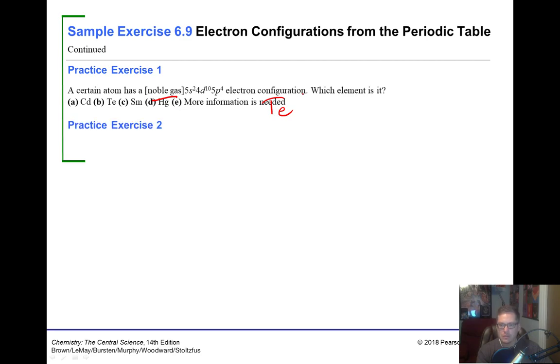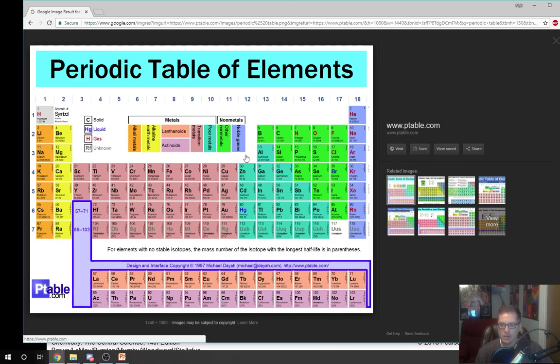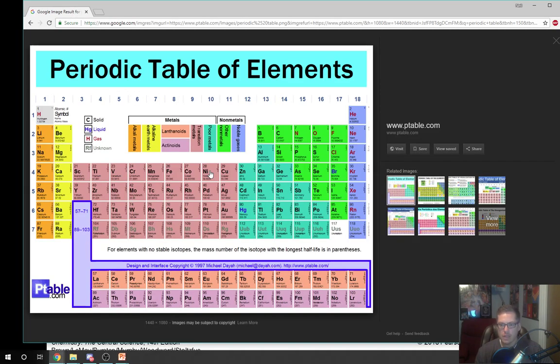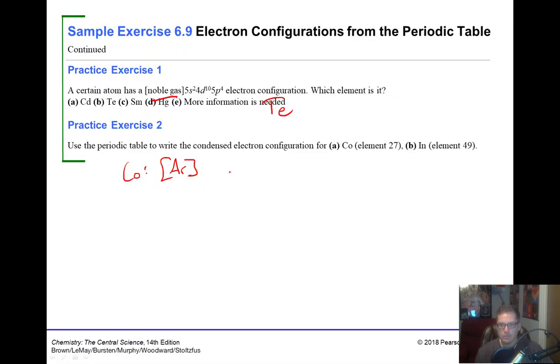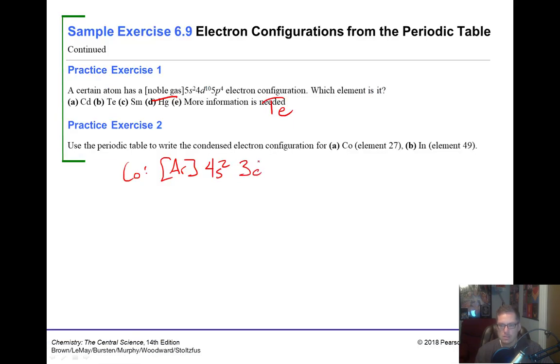Thank goodness. All right, use the periodic table to write the condensed configuration for cobalt and indium. So cobalt is element 27. Let's find it on the periodic table. Cobalt's right here. It said condensed, so that means we can use argon. So cobalt would be argon, all right, and then now we're on 4s2, and then 1, 2, 3, 4, 5, 6, 7, and then 3d7, all right? So that's cobalt, that's easy.